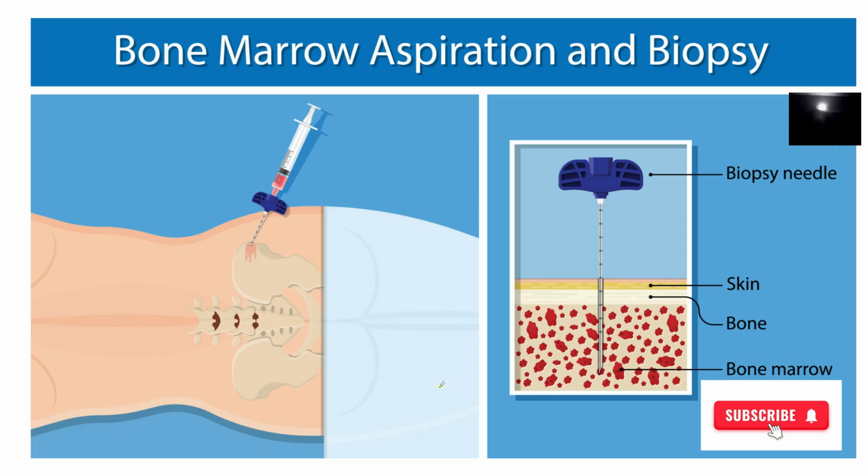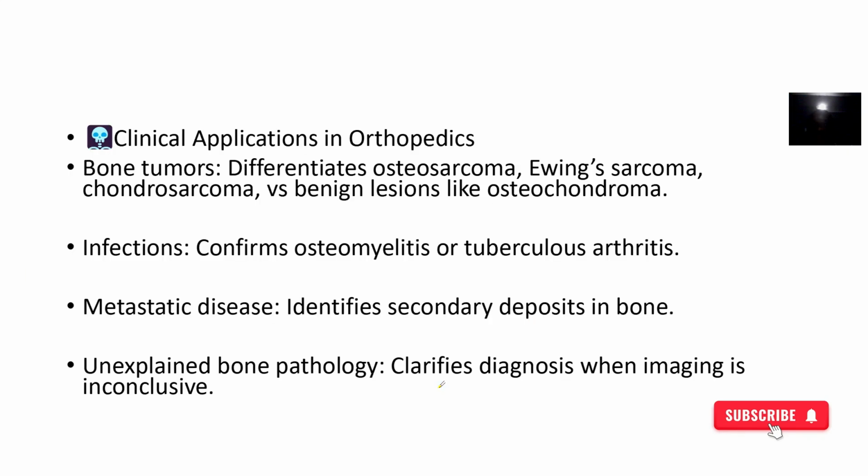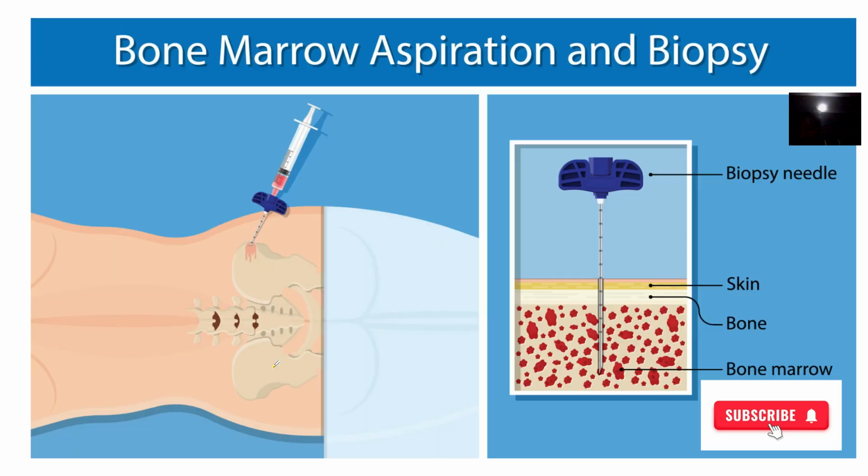So this is the bone marrow biopsy. People could still say this is a bone biopsy because bone marrow is what is inside the bone. So for clinical application, you can use it to diagnose bone tumors, to diagnose infection of the bone, and to diagnose cancers that have spread into the bone. Then also unexplained bone pathology. With a bone biopsy, you can pinpoint what a particular issue in a bone is.